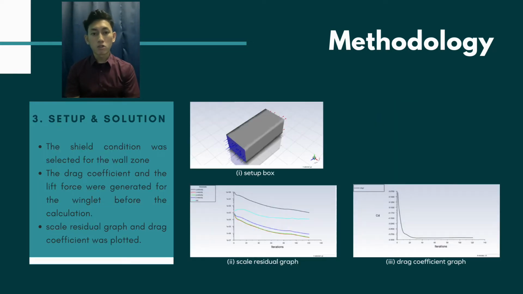Third, setup and solution. The viscous model in the fluid setup, the inlet was created for the velocity of 30 mm per second and pressure was set to 0 Pascal at the outlet. After that, the drag coefficient and the lift force were generated for the winglet before the calculation. The result has been calculated. The scale residual graph and drag coefficient was plotted.